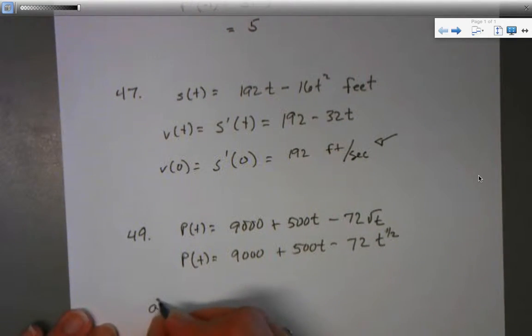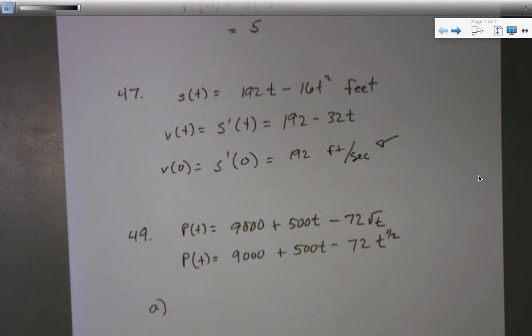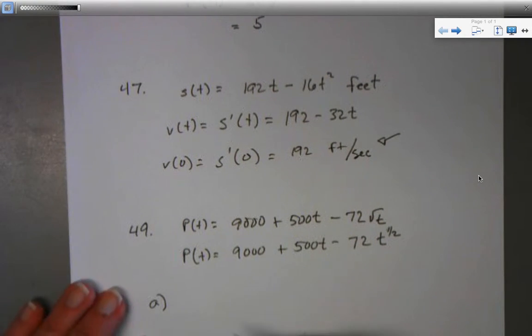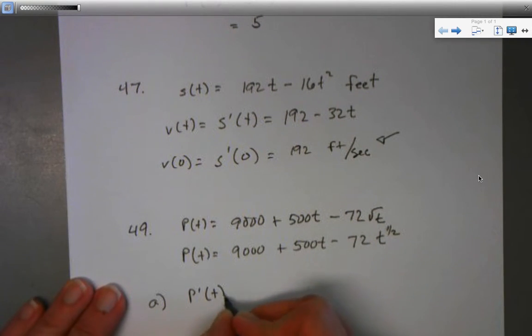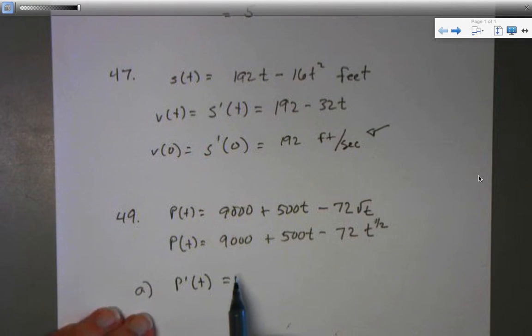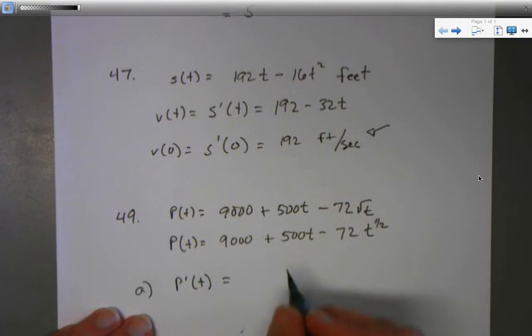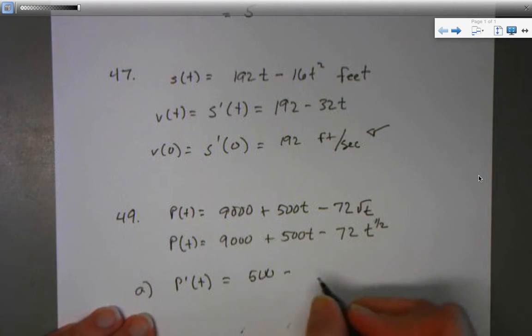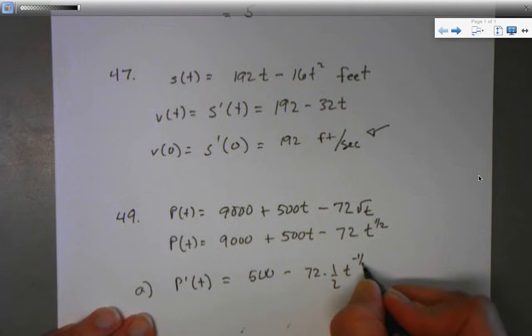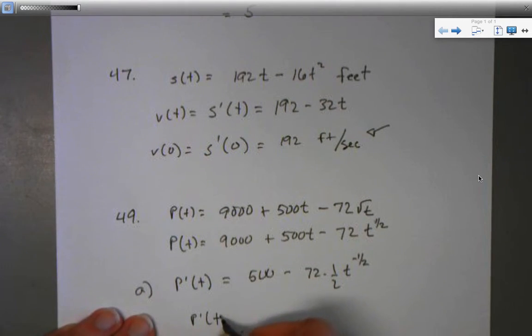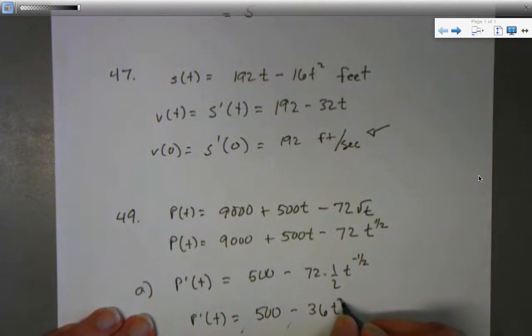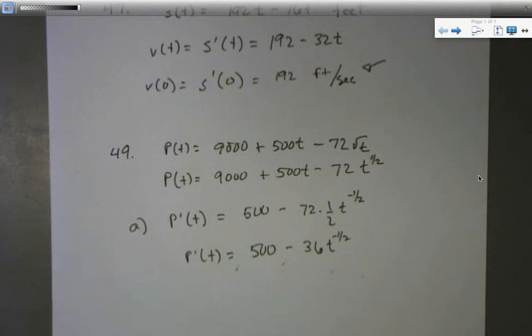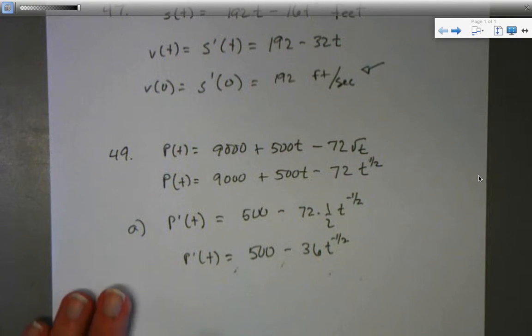Part A asks, find the rate at which the city is growing after 4 years. So that'd be the derivative at t equals 4, so find the derivative. The derivative of the constant is 0, and 500 minus 72 times 1/2, t to the negative 1/2. So the derivative is 500 minus 36 t to the negative 1/2. Okay, so then I want to find the rate after 4 years. I want to find the value of this derivative at 4.